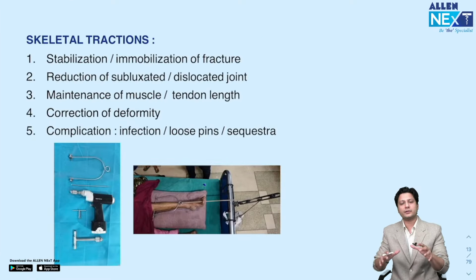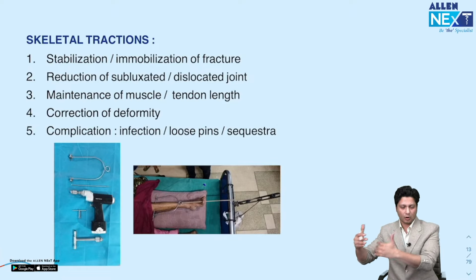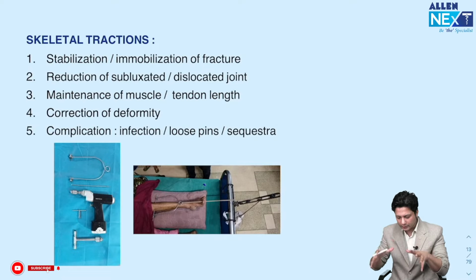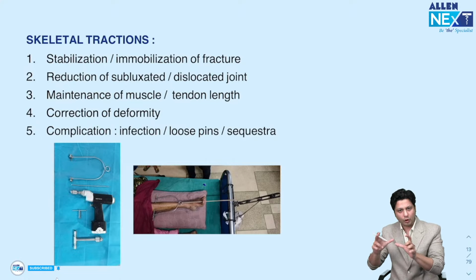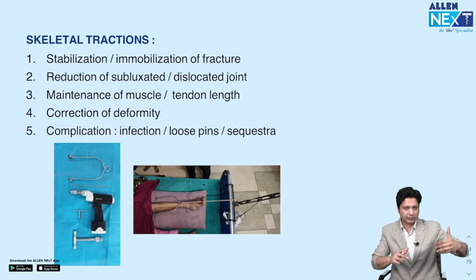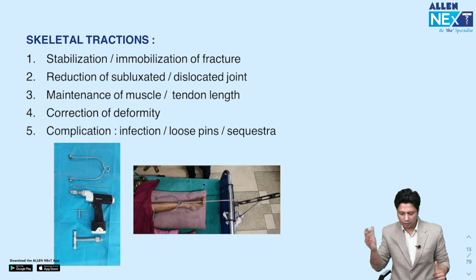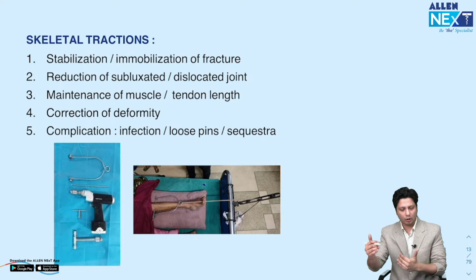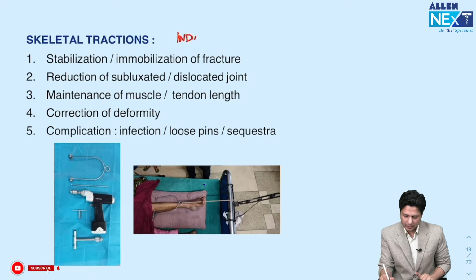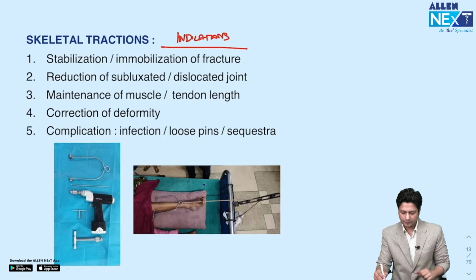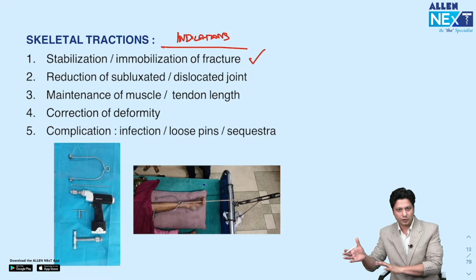And the other way is the application of a skeletal pin or a skeletal traction. And how this skeletal traction, or what are the components of this skeletal traction? This is the question which they have asked. So what are the components? First of all, before we even come to the components, what are the indications? Meaning, for what reason can skeletal traction be used? What are the indications? Stabilization, that means immobilization of the fracture.